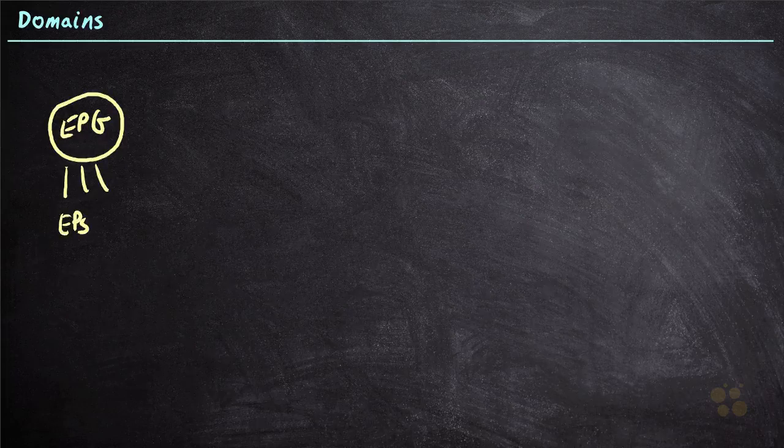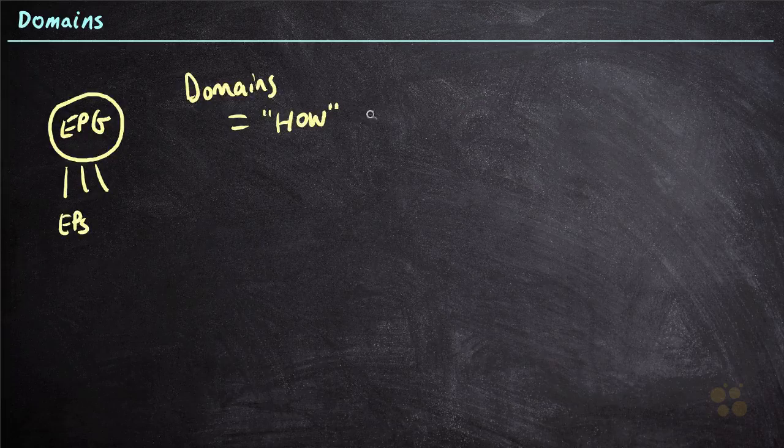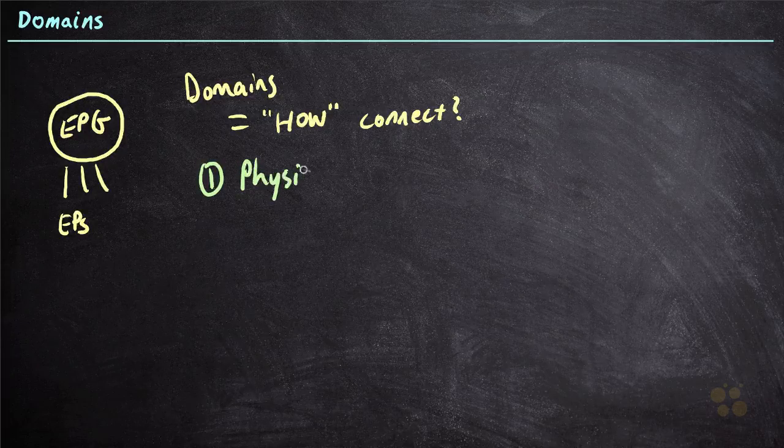Now, there's a Cisco document out there that says that the domains that we're going to be talking about today are really the how of the ACI fabric, as far as how do endpoints connect. And we're going to find out that there are 4 different ways a client can connect to an ACI fabric, and as such, there are 4 different domains. So the first type of domain that we can configure is a physical domain.